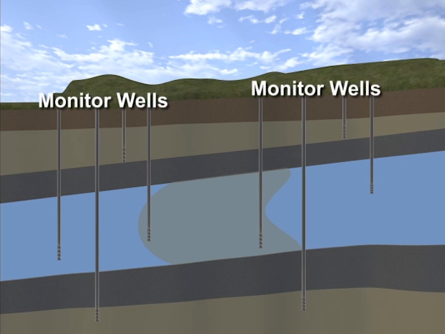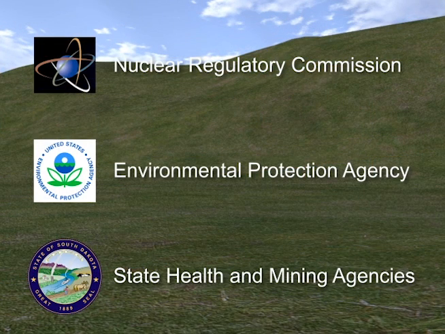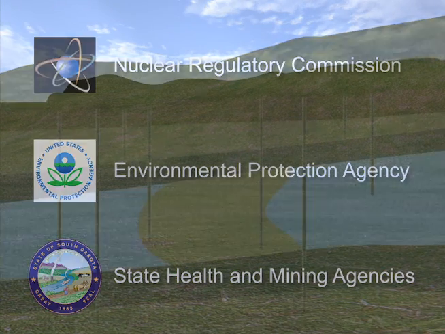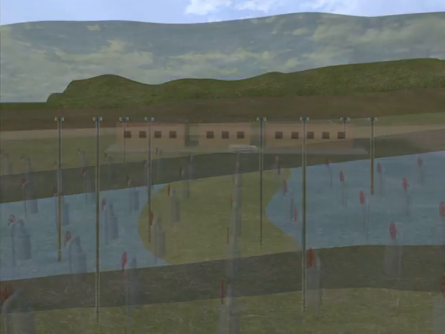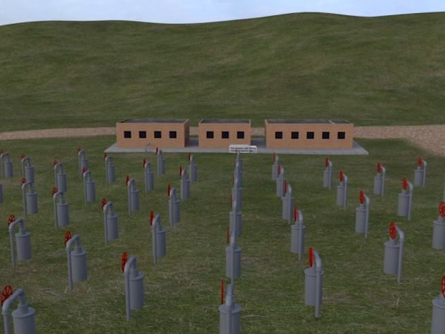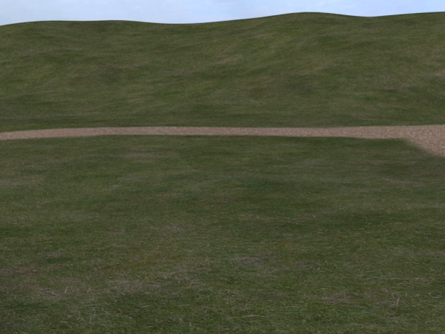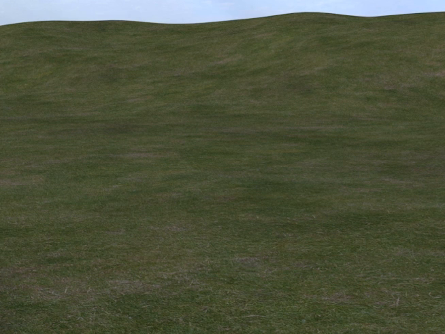Once groundwater restoration has been demonstrated and approved by the regulatory agencies, the well field is decommissioned. All wells are plugged and abandoned in accordance with applicable regulations. All surface equipment, including piping and uranium processing facilities, are removed. The ground surface is regraded, reseeded, and allowed to return to its natural or pre-mining state or predetermined land use.